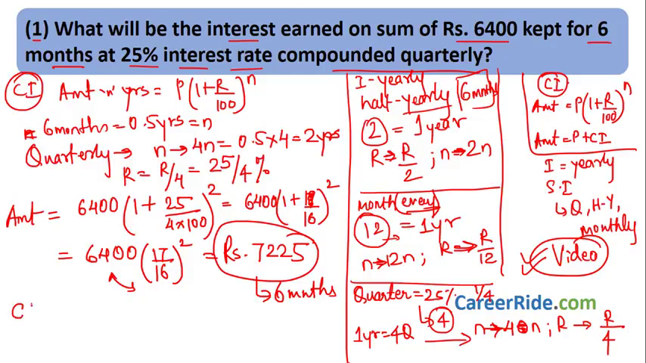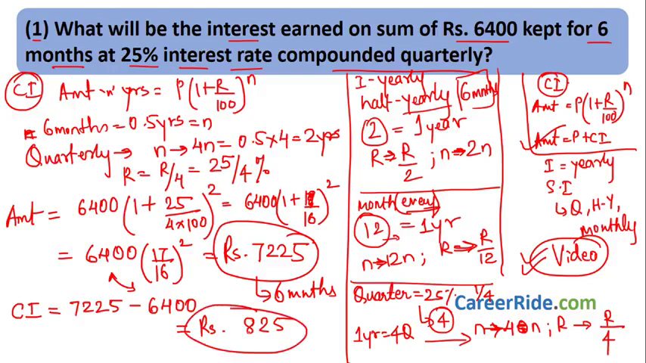Now over here the amount after 6 months is 7225. So what is the compound interest? We know amount is principal plus compound interest. We have seen it over here. So compound interest would be amount minus the principal, and that would give us rupees 825. So the compound interest earned after 6 months would be rupees 825.